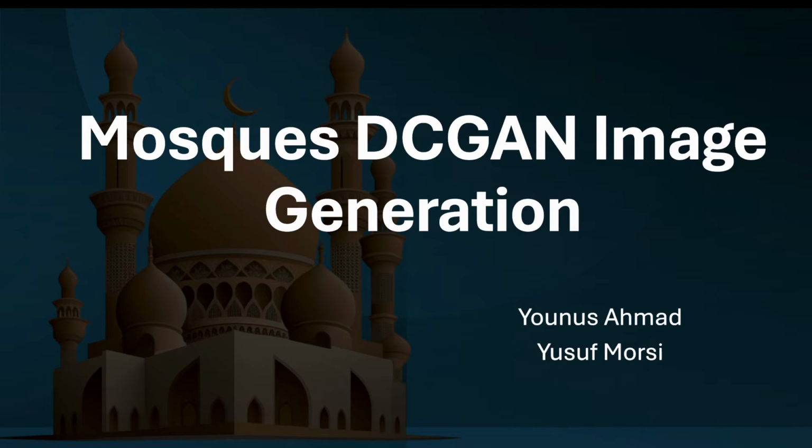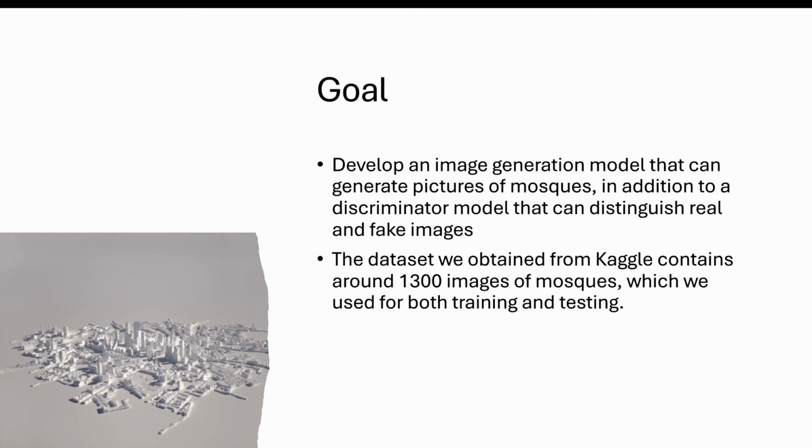In particular, the task that we set ourselves is to do image generation using deep convolutional GANs. The goal of our project was to create an image generation model that can generate pictures of mosques. Part of the model that we're building is a generator and a discriminator doing adversarial training, where the generator tries to improve the quality of its images via a feedback loop that comes from the discriminator.